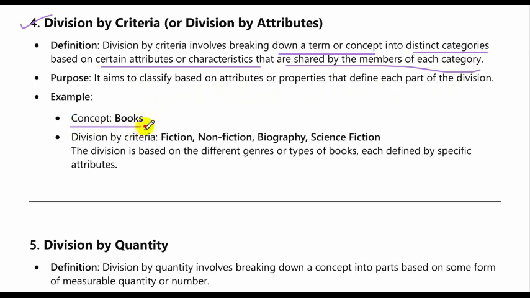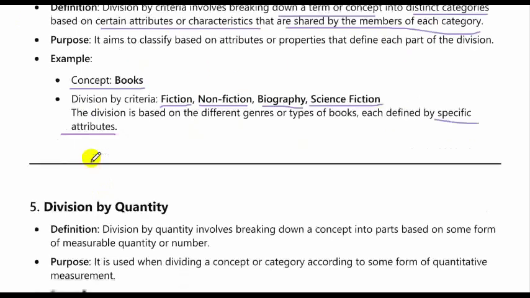For example, the concept is books. The division by criteria would include fiction, non-fiction, biography, science fiction. This division is based on different genres or types of books, each defined by specific attributes. So, division by criteria is division by attributes, based on certain attributes or characteristics that are shared by the members of each category.